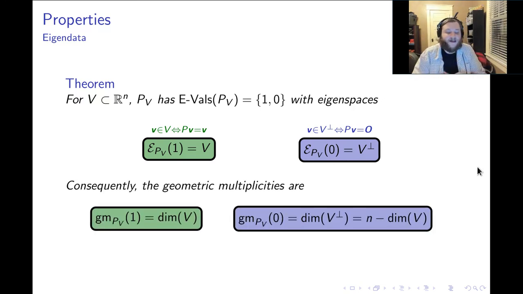Consequently, we can say something about the geometric multiplicities of these eigenvalues. The geometric multiplicity of 1 as an eigenvalue of a projection matrix is equal to, remember, the dimension of the eigenspace, which would be the dimension of the space V that we're studying here. The geometric multiplicity of 0 as an eigenvalue would be the dimension of the orthogonal complement, which would be n minus the dimension of the space we care about.